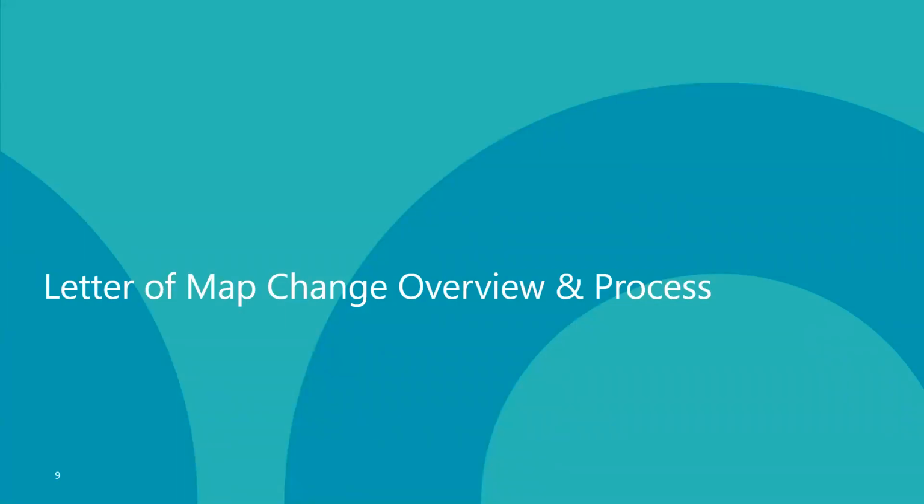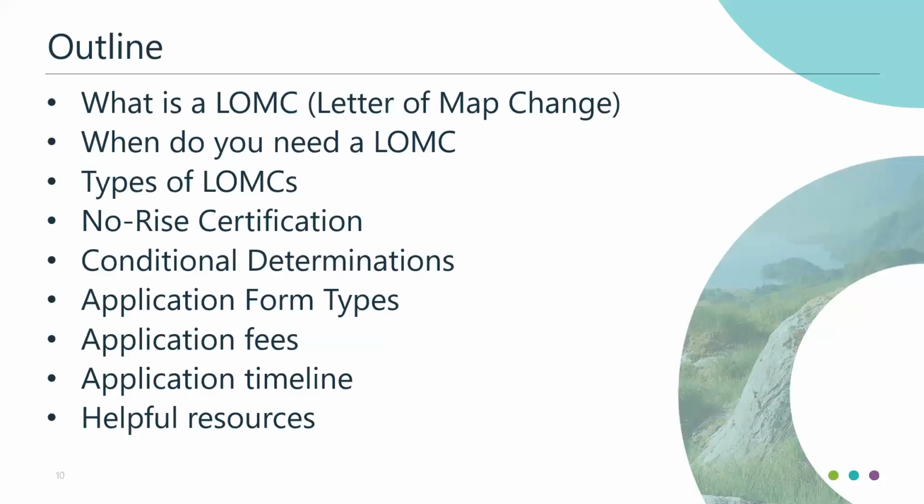So the first thing I'm going to do is just go over the overview and the process. What is a LOMAC? When do you need one? What types are there? What is this infamous no-rise certification? What does that mean? What are conditional determinations and the different forms, fees, timeline, and other resources?